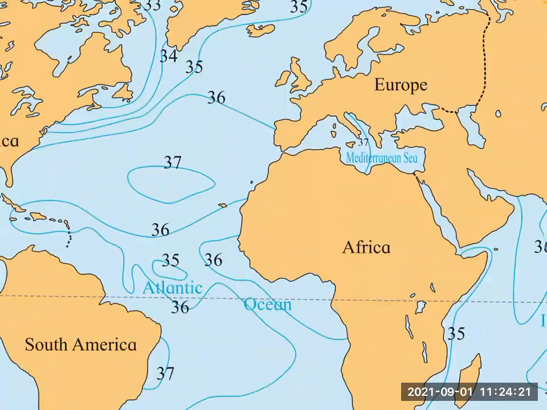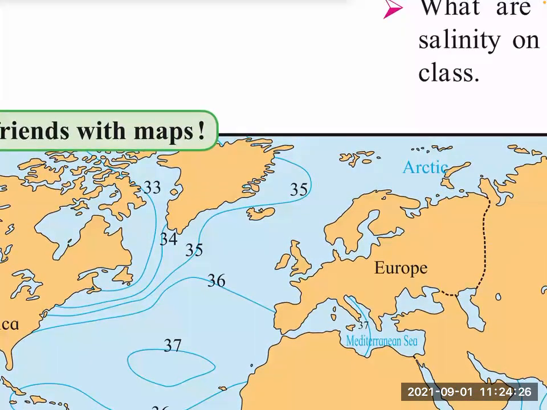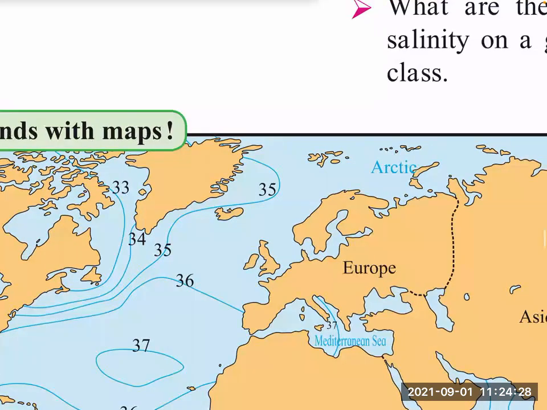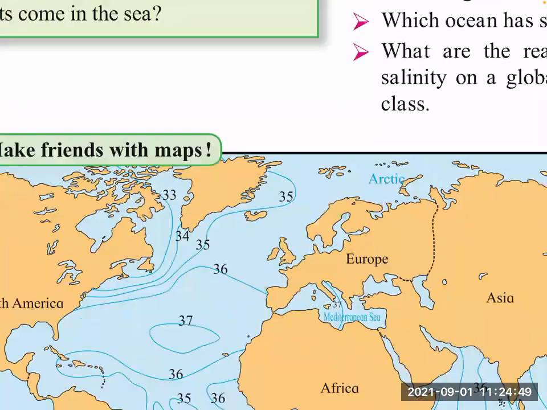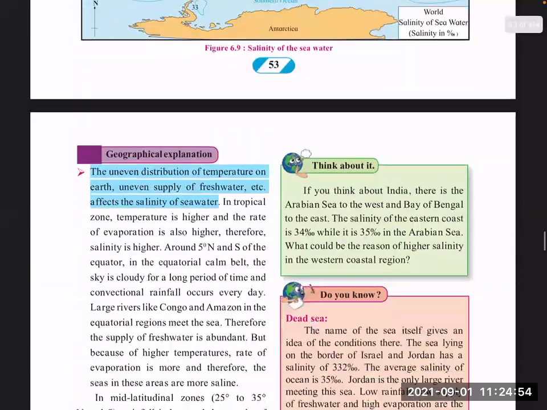But towards the polar regions, it reduces to 34, 33, and 35 because of what? More freshwater supply, and the ice melting. Icebergs, very big ice masses, when they melt, give more freshwater supply. There is no evaporation in the polar regions because the sun's heat energy is very less. So the salinity is also very less. Now we are going to the explanation.